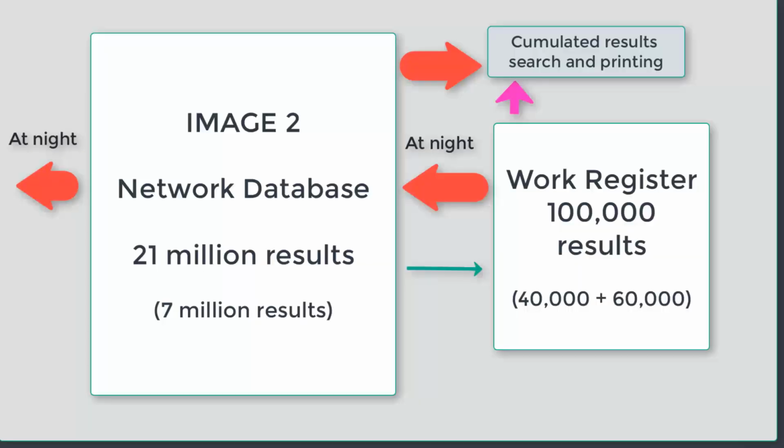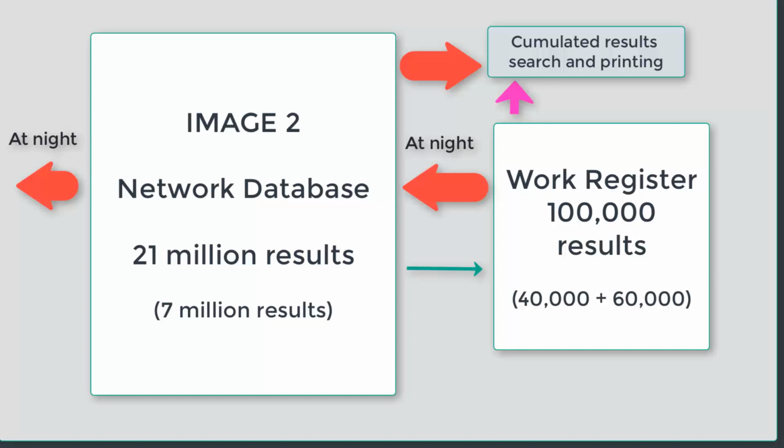A register structure. The structure used on the HP1000 RTE system was partly a system built around the RTE-A file system called the work register, partly a system built around the Image/2 network database. The work register could contain approximately 100,000 patient results, a portion of which was related to the daily production. The work register was approximately 40,000 results.